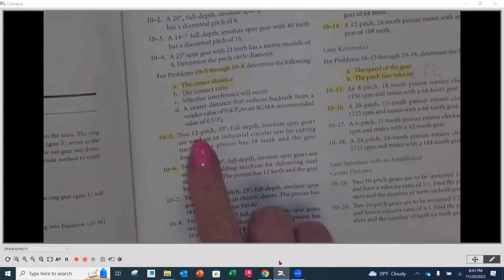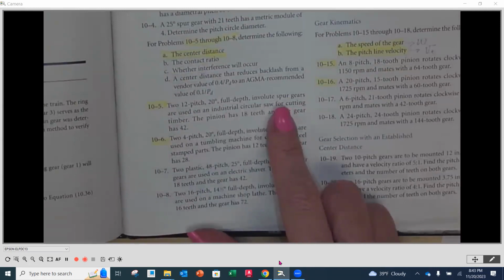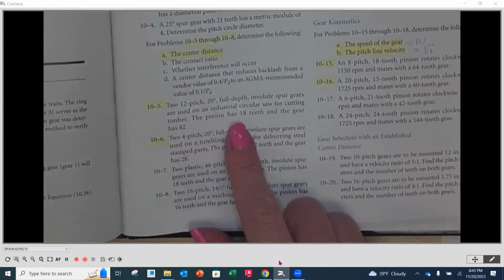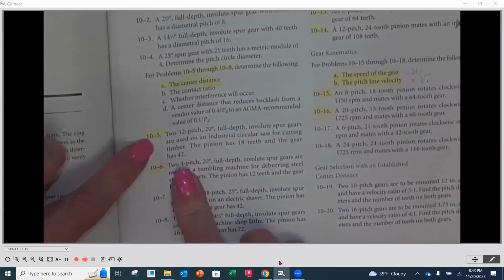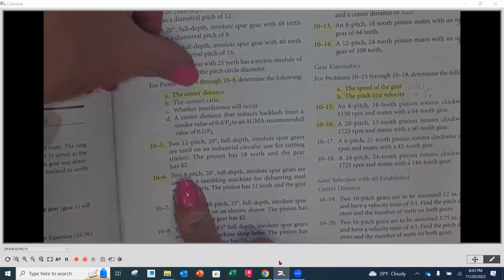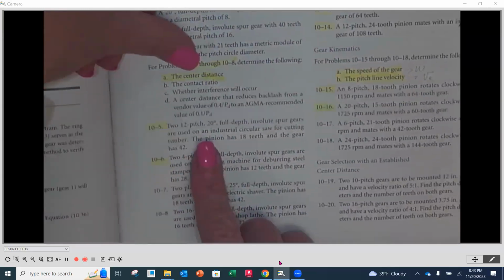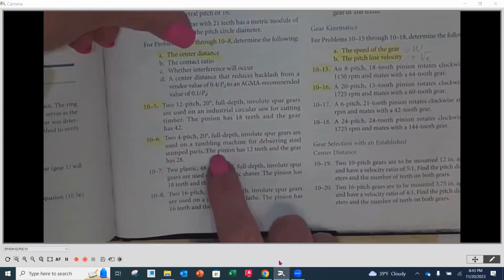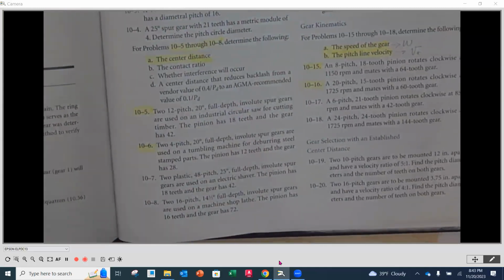So for number 5, it says we have 2 12 pitch, 20-degree full depth involute teeth. So our standard spur gears that we're given, the pinion has 18 teeth and the gear has 42. And you just want to do part A, which is figure out the center distance using that data. Okay. The next one is doing the very same thing using the data down here, just a center distance for number 6. Each one of these is just 5 points because it's just one thing that you have to calculate.